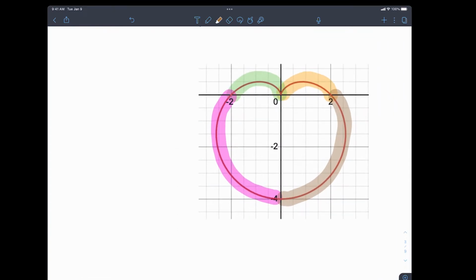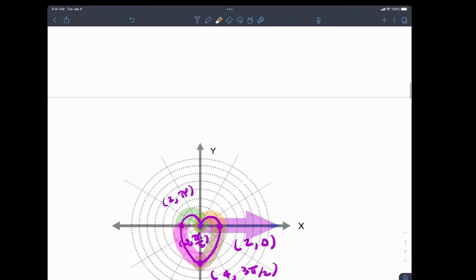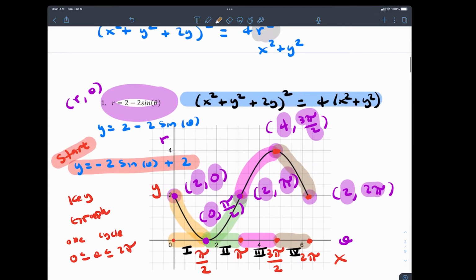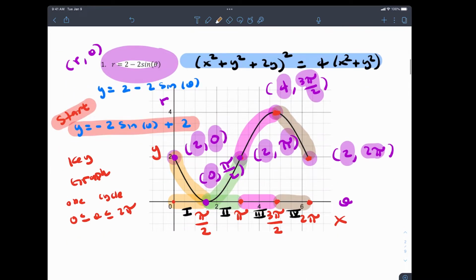So, we learned here today how to graph some what? A couple of things. We learned how to convert to the rectangular coordinate representation. We learned how to graph a cardioid. That's the process.